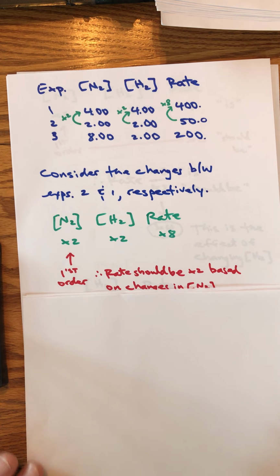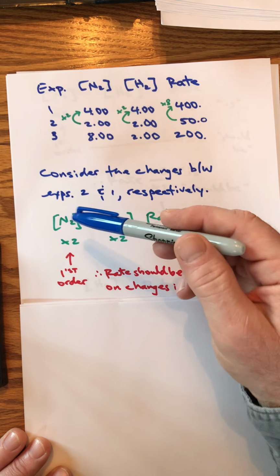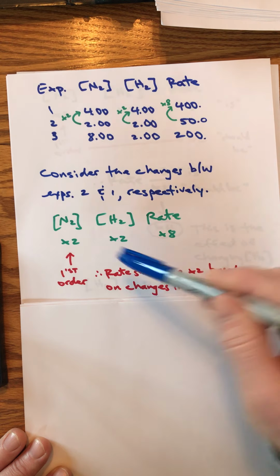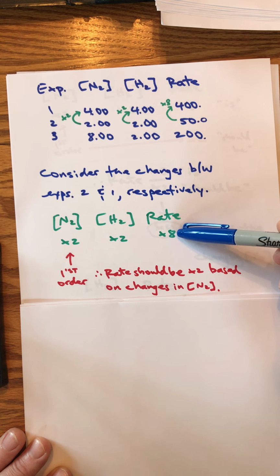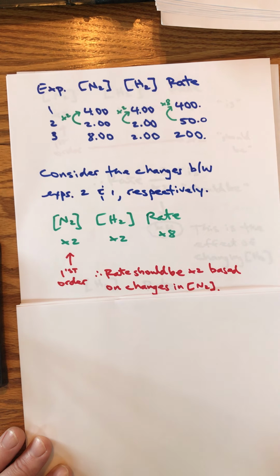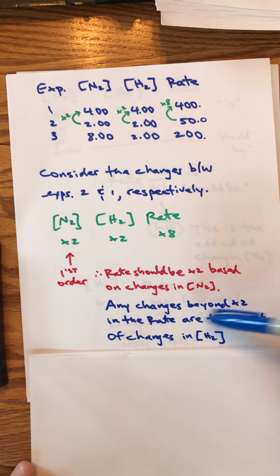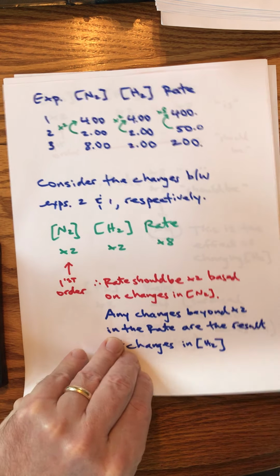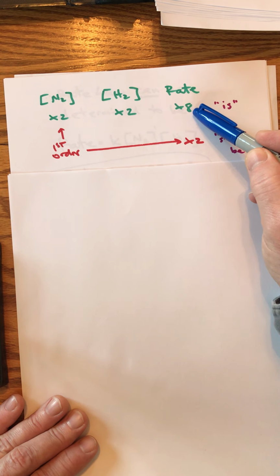I also know that nitrogen is first order. If nitrogen was the only change, the rate should be doubled. It should match. But it actually went times 8. Any leftover changes beyond doubling are the effect of the changes in hydrogen. So any changes beyond this times 2 would be the result of the changes in hydrogen. So my rate should be doubled, but it is 8 times higher.